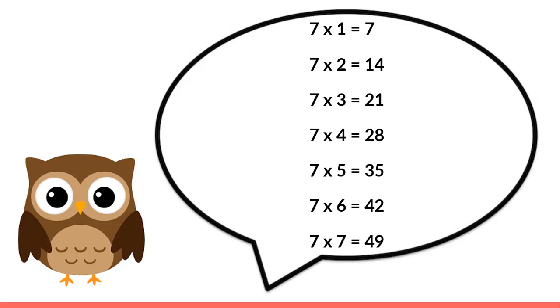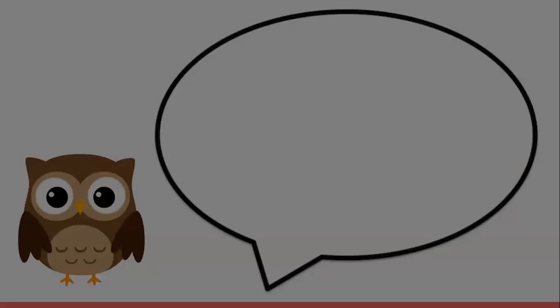Then my next multiple will be the product of 7 times 3, which is 21. Then we have 7 times 4, which is 28. 7 times 5, which is 35. 7 times 6, which is 42. And 7 times 7, which is 49. So anytime that they ask you the multiples, we're doing the product of multiplying that digit by another digit.